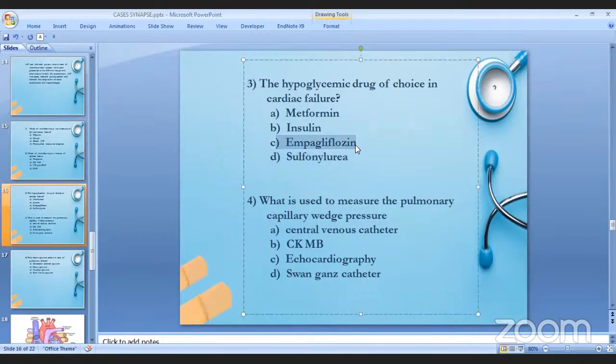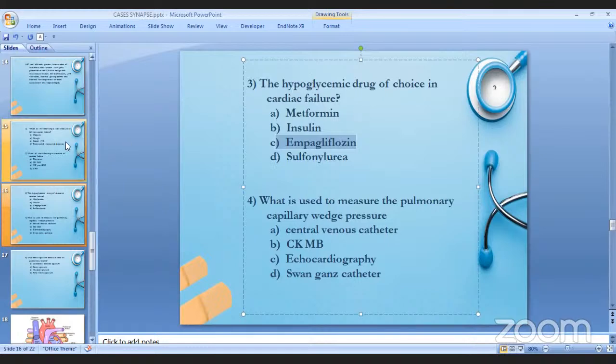Empagliflozin is a sodium glucose co-transporter inhibitor, right? So it works in our proximal convoluted tubule, where it inhibits the reabsorption of glucose as well as sodium. It inhibits two things. So by inhibiting the reabsorption of glucose, it helps in diabetes, and by inhibiting sodium reabsorption, it also helps in the cardiac failure.